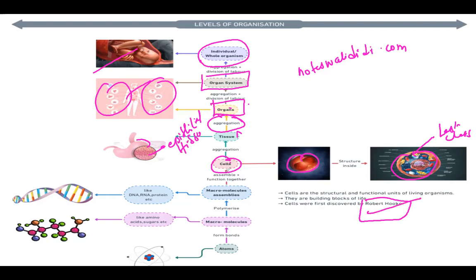And then if you want to go into more detail about how this cell is composed, you'll see that it is composed of macromolecule assemblies like DNA, RNA, protein, etc. And these macromolecule assemblies are made by polymerization of macromolecules, which are indeed made up of atoms. Okay, so this is the whole structure. I hope this is clear to you, students.